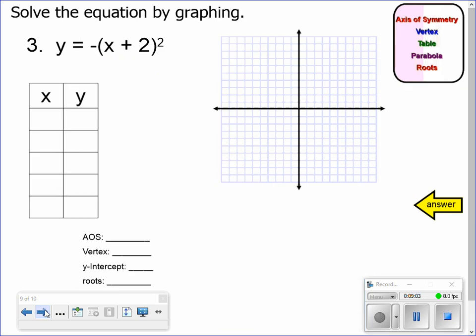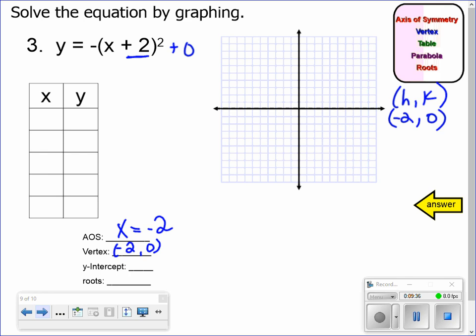Alright, here we have an equation in vertex form, so I'm going to go ahead and add the part that's missing, my k. Remember, it's h, k, we do not include the negative. We're pulling out the vertex. Because this is a positive 2, it means that h is negative 2. And then k is 0. So my vertex is at negative 2, 0. My axis of symmetry is at x equals negative 2. It shares the same x as that. So then all I have to do is figure out what these other points are going to be.